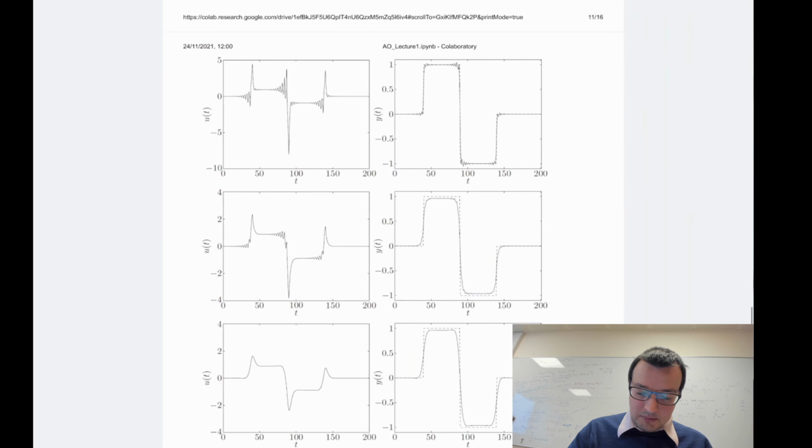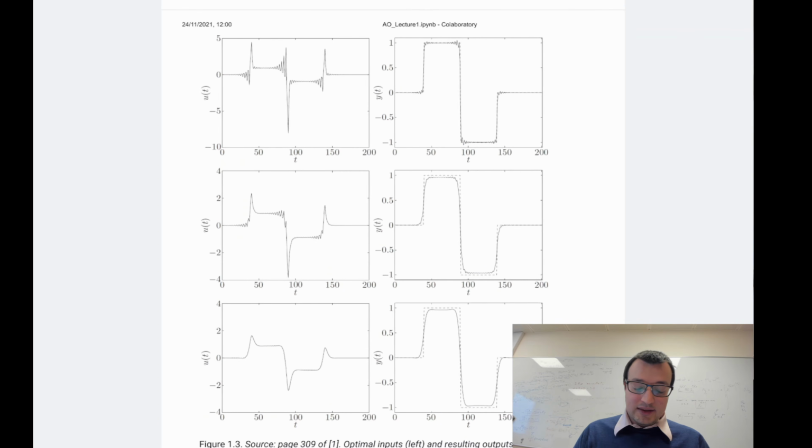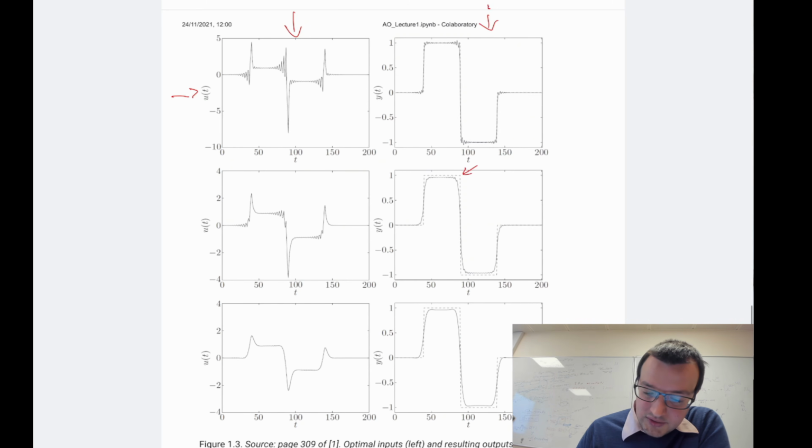Okay, so let me zoom out so that we can see them better. So we have three results in which the left column represents the inputs, the optimal input U that we found by solving our optimization problem, and the right plots represent the produced output Y. Okay, so what we want to track is a square wave. So the dashed line here, which is visible here but is not visible there but is there as well, is our signal that we want to track.